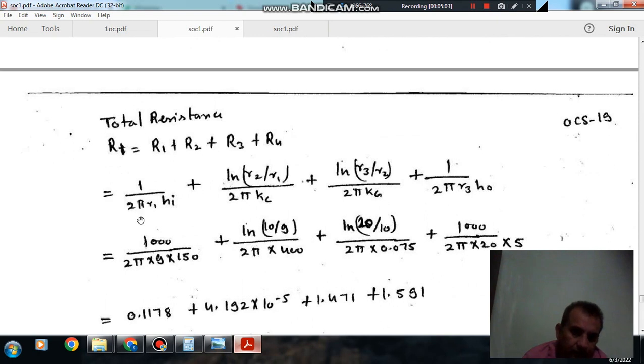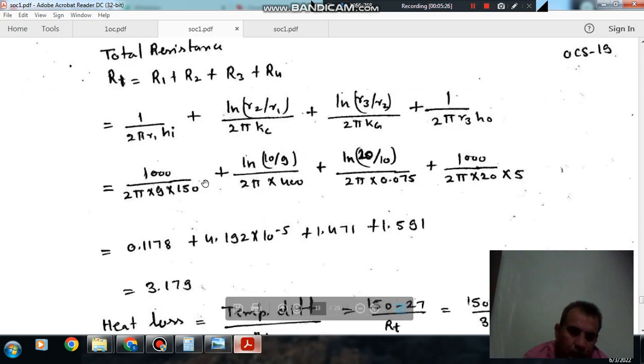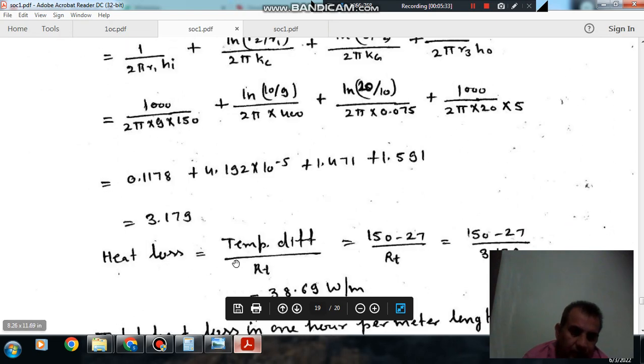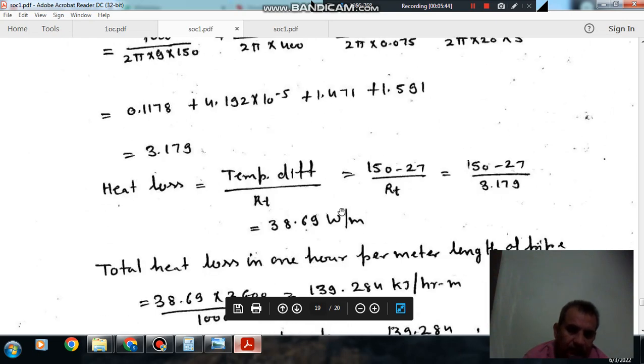So it will be 1 by 2 pi Ri Hi, that is 1000 by 2 pi 9 by 150, plus ln 10 by 9 divided by 2 pi kc, plus ln 20 by 10 divided by 2 pi 0.075, plus 1000 divided by 2 pi 20 into h. Solving this, we have equivalent resistance of 3.179. Heat loss is temperature difference by RT, so that is 150 minus 27 by 3.179. So heat loss will be 38.69 watt per meter.